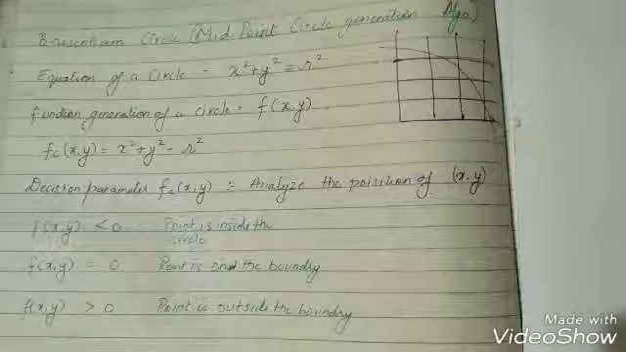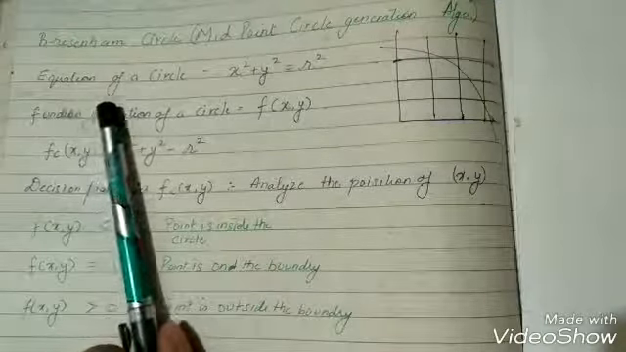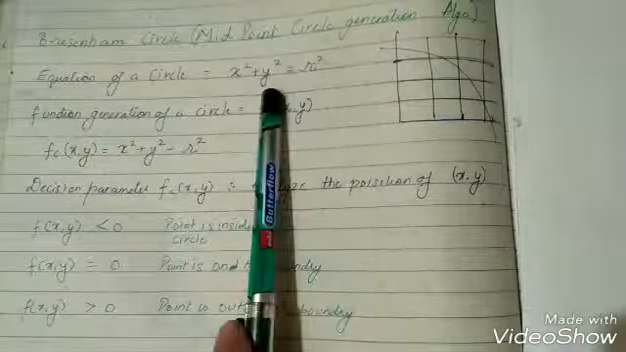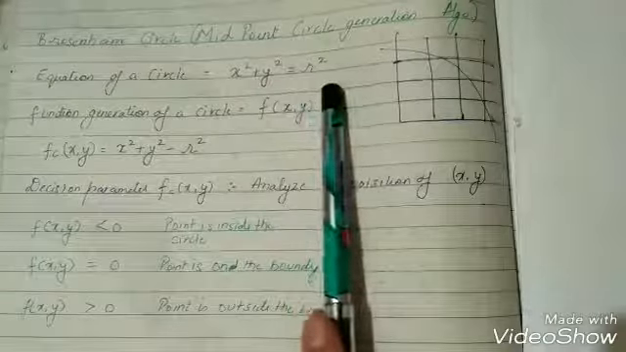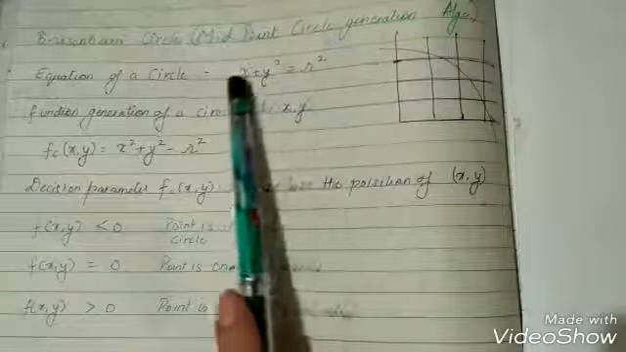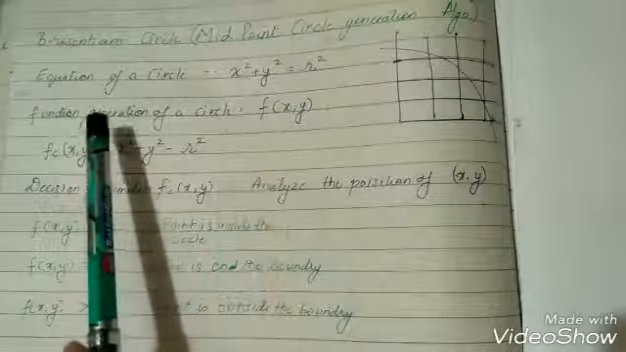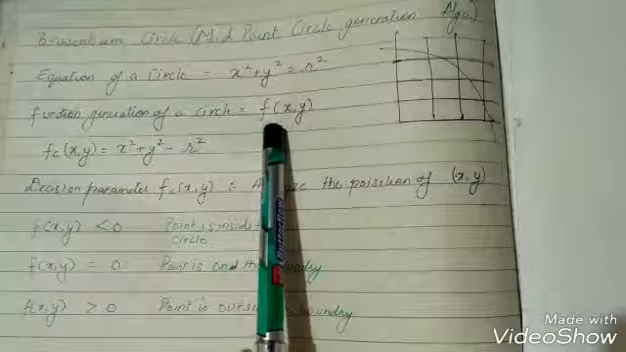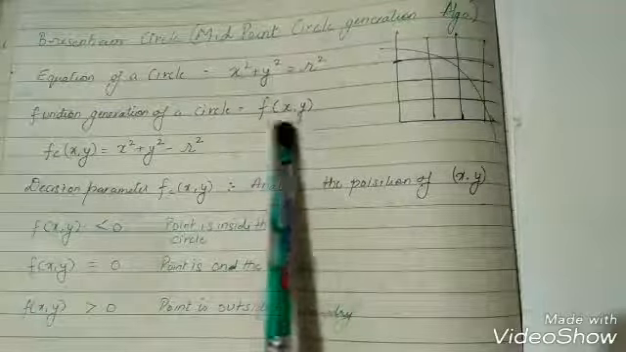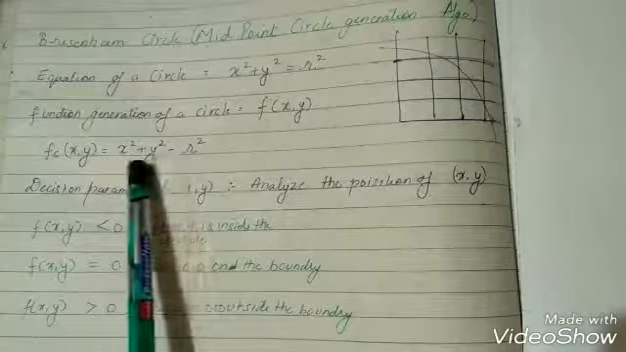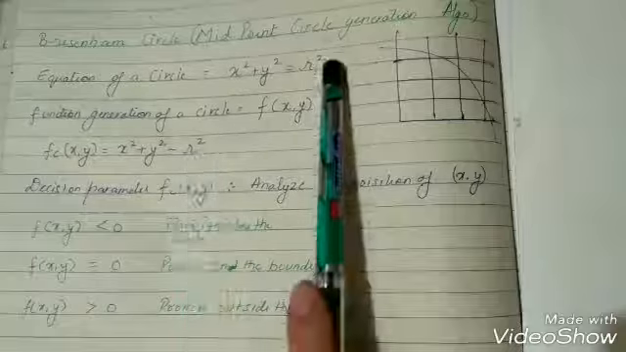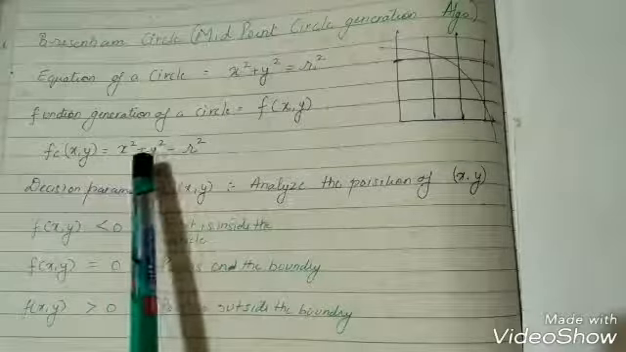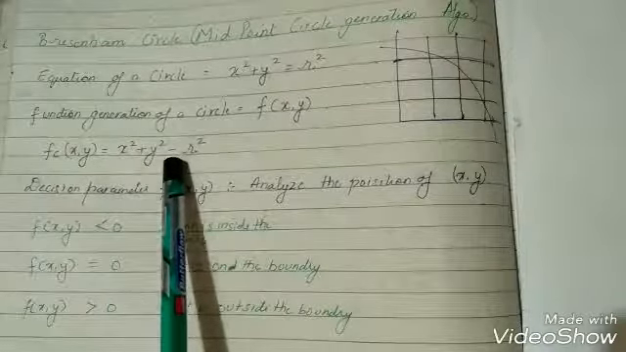Firstly, to begin, we need to know the equation of a circle, which is x squared plus y squared equals r squared. We can represent a circle with this equation, where r stands for the radius of the circle, and x and y are the coordinates. The function of a circle is represented by f(x, y), which can be calculated as x squared plus y squared minus r squared.